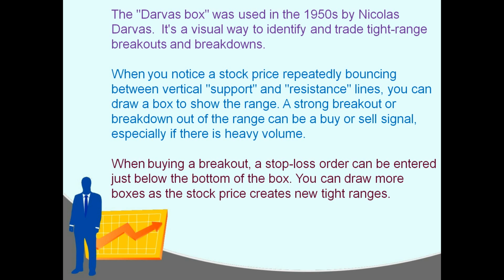When you notice a stock price repeatedly bouncing between vertical support and resistance lines, you can draw a box to show the range. A strong breakout or breakdown out of the range can be a buy or sell signal, especially if there is heavy volume. When buying a breakout, a stop loss order can be entered just below the bottom of the box. You can draw more boxes as the stock price creates new tight ranges.